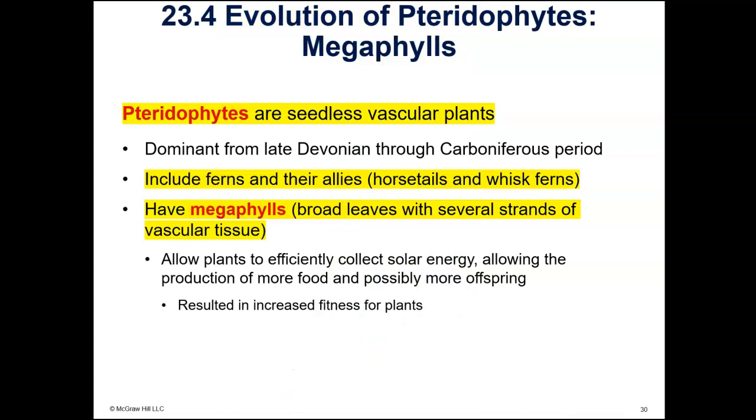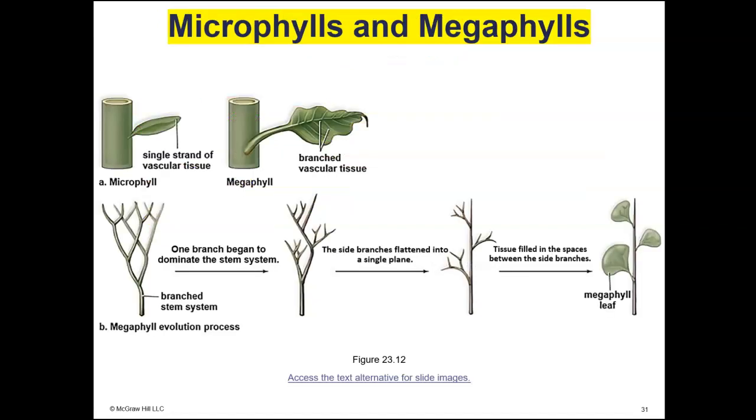The next group of plants are the pteridophytes. They are also seedless vascular plants, like the lycophytes. They include ferns, horsetails, and whisk ferns. This time, instead of microphylls, or small leaves with one strand of vascular tissue, they have megaphylls, which are broad leaves that have several strands of vascular tissue. Here is a picture of a microphyll like you would see in the lycophytes, and a megaphyll like you would see in the pteridophytes.